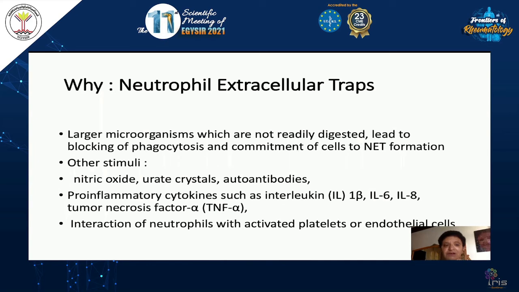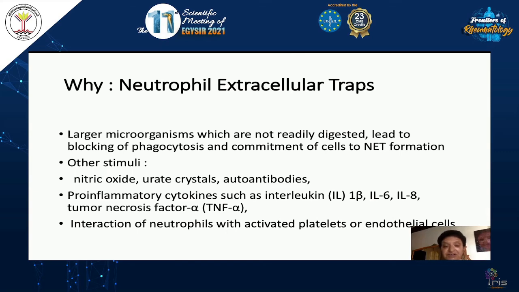So why are they formed? Larger microorganisms, which are not readily digested, lead to blocking of phagocytosis, and so they force the neutrophils to commit to net formation rather than phagocytosis. Other stimuli, other than microorganisms, include nitric oxide, urate crystals, autoantibodies, and pro-inflammatory cytokines such as interleukin-1 beta, interleukin-6, interleukin-8, tumor necrosis factor alpha. There is an interaction of neutrophils with activated platelets or endothelial cells.